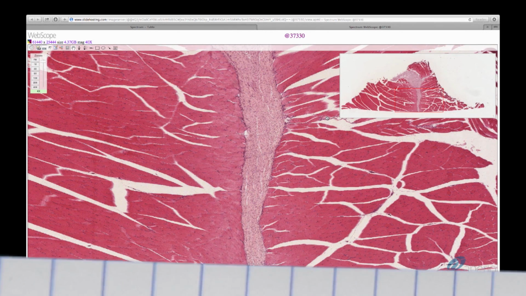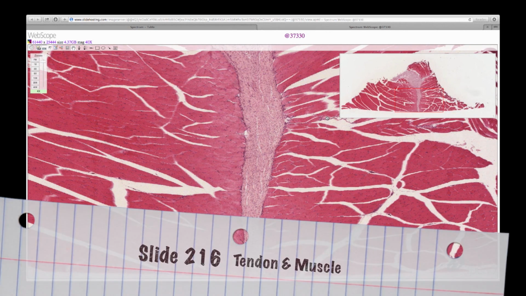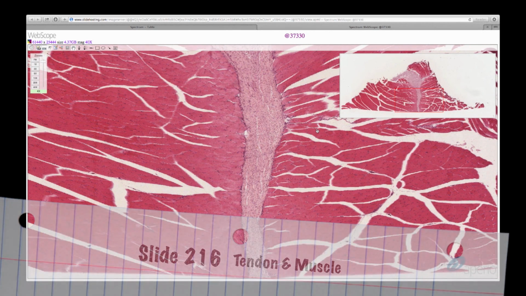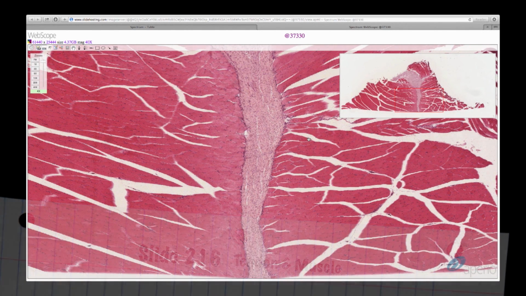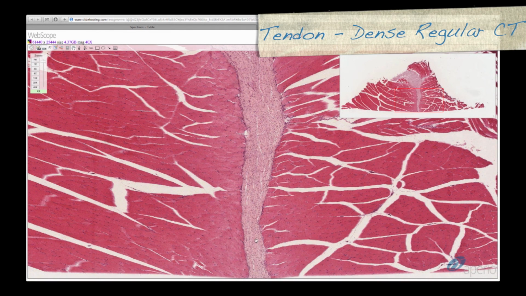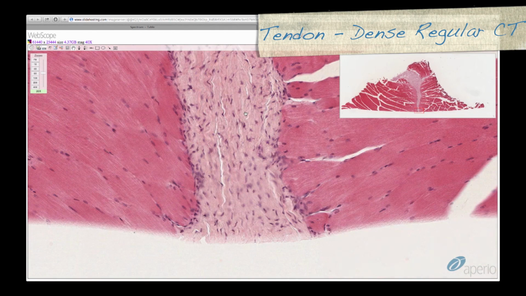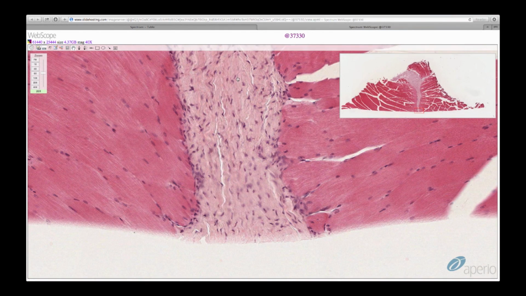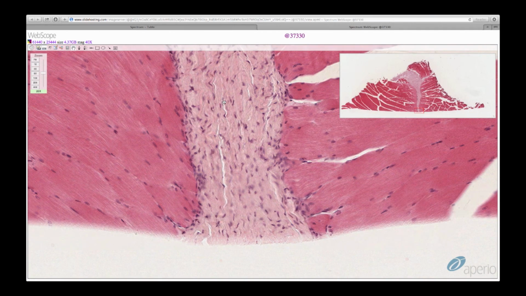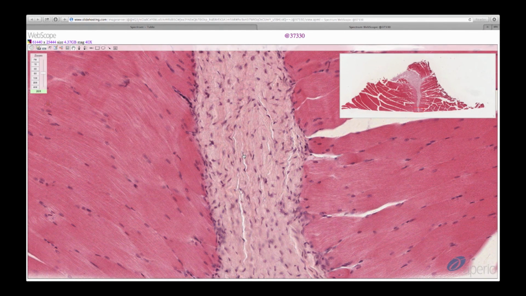This is our last slide today, slide 216, which is tendon and muscle stained with H&E. Here you can see a slide of muscle with its tendinous attachment down the middle, surrounded by muscle on either side. Tendon is an example of dense, regular connective tissue, as the bundles of collagen are arranged in parallel bundles to help provide its unidirectional tensile property. In histological preparations, tendons will be wavy and they'll have fibroblasts interspersed among them. We will be looking at muscle tissue later on this semester.